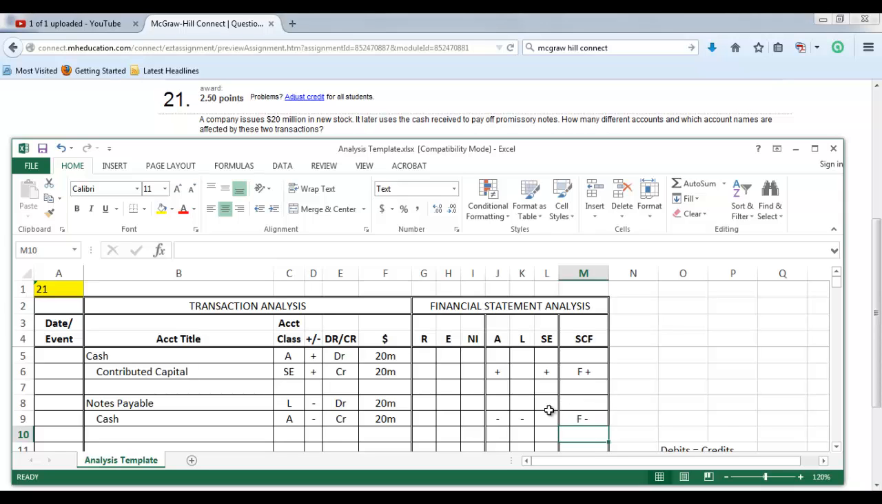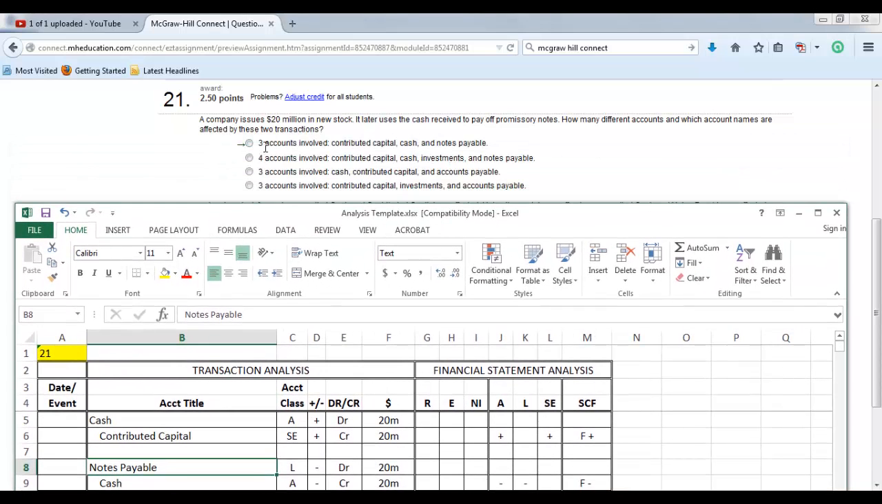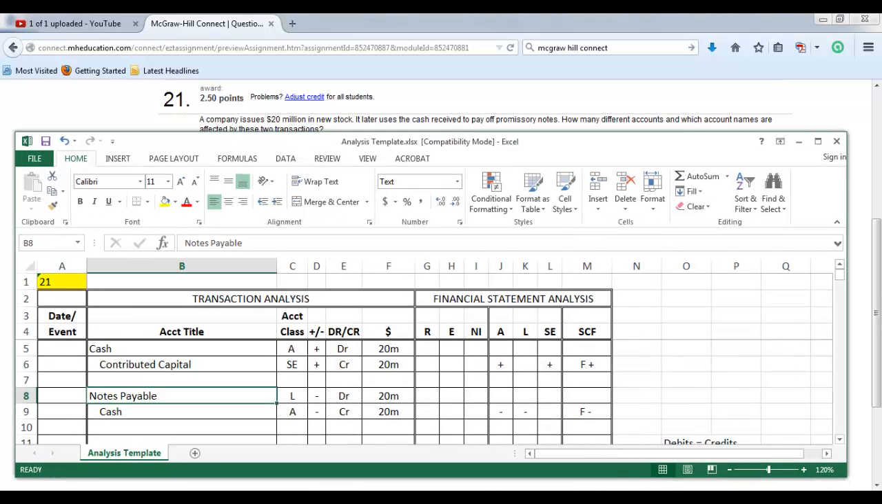So back to our original question, how many different accounts and what are those account names? Well, we've got 3 different accounts. Cash, which we've used twice, contributed capital or capital stock, and notes payable. So our answer here to 21 is this one right here. 3 accounts involved, contributed capital, cash, which we used twice, and then notes payable. And that's it.